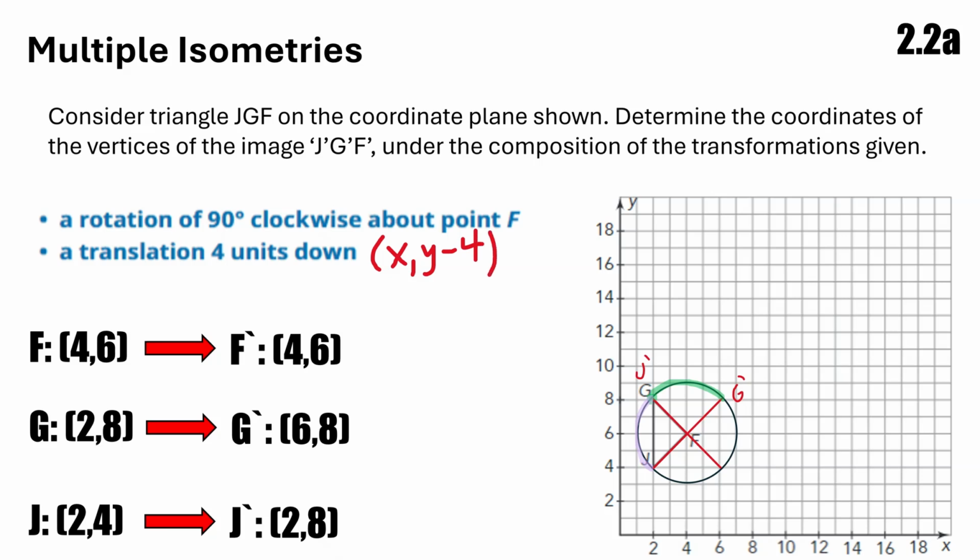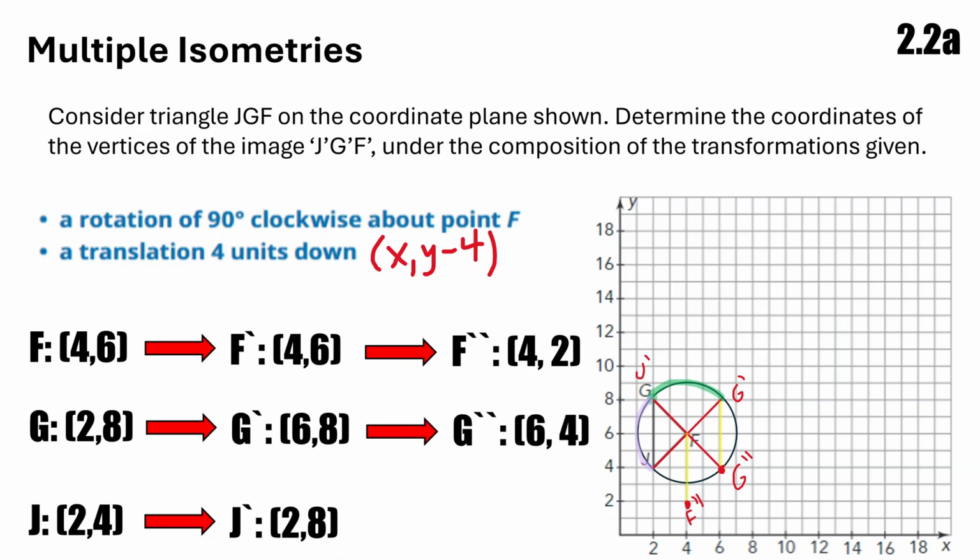Alternatively, you can go to the graph and move F', G', and J'. When moving F' down 4 units, the new point F' will be located at 4, 2. When moving G' down 4 units, the new point G' will be located at 6, 4. When moving J' down 4 units, the new point J' will be located at 2, 4. Finish the problem by drawing the triangle.